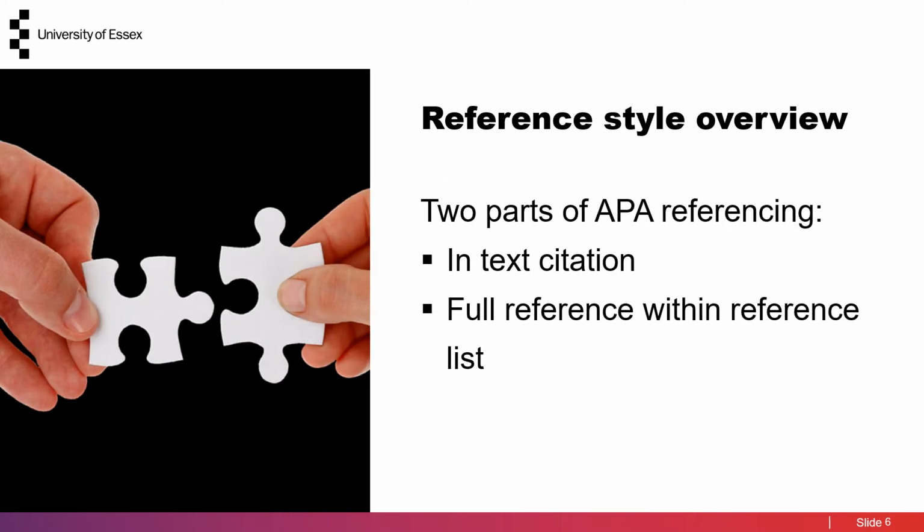So how do we reference using the APA style? With APA referencing, there are two parts to remember: the in-text citation and the corresponding full reference in the reference list at the end of the paper. We will take a look now at how to construct in-text citations and how to generate a reference list.